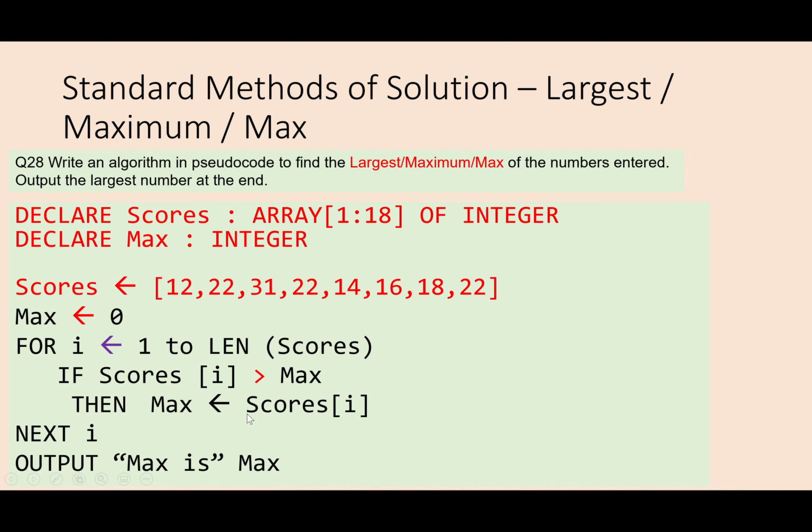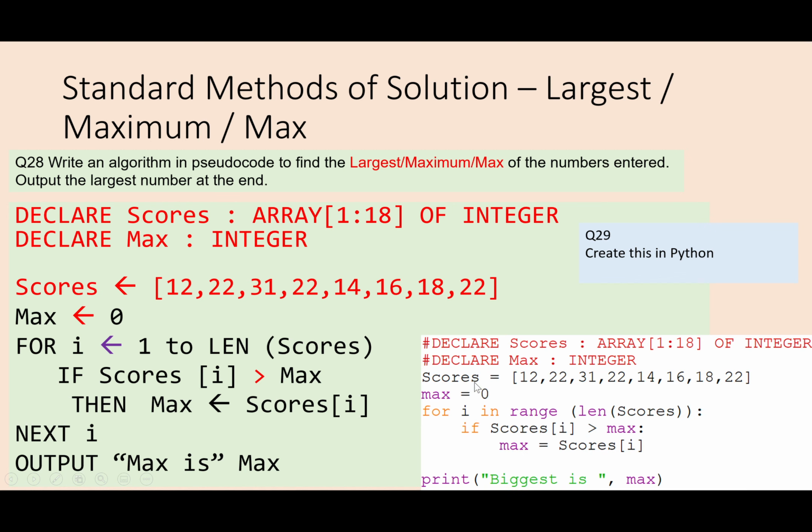So hopefully that's okay. What I want you to do now is try and create that in Python. Pause the video, have a go at that, and then come back and have a look. So here's the Python code for that. Again, we've got our array, we're setting max to 0, and we're just taking each element in the array, seeing if it's bigger than the current value of max. If it is, we'll make it the current value of max, and we'll keep going around.